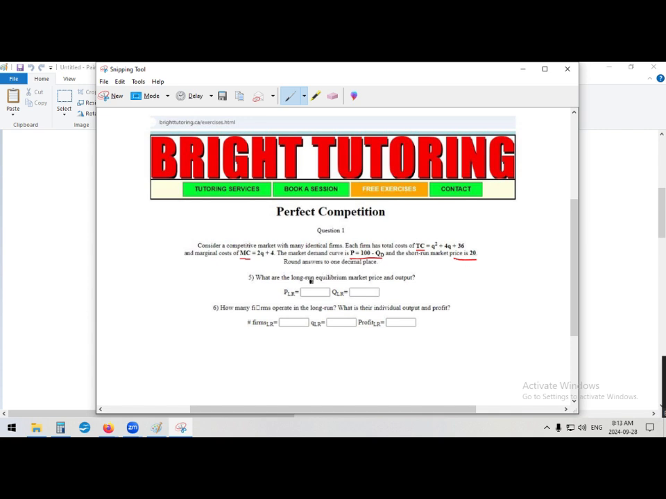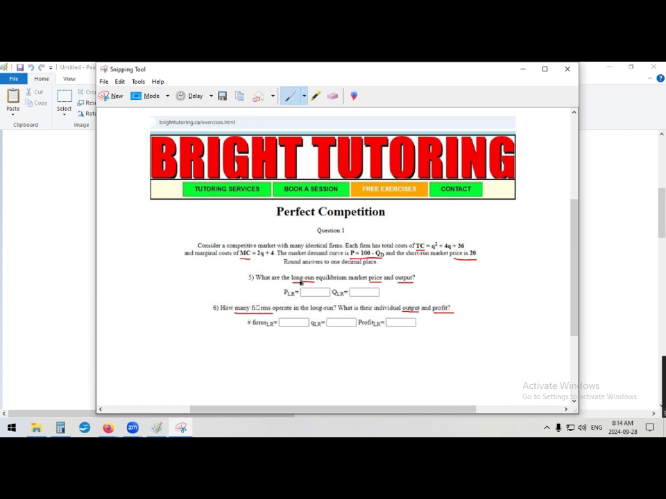Now what we have to figure out in this question is the long run state of the world. So we have to find the long run equilibrium price and output on the market. And then at the firm level, we have to find the number of firms that operate in the long run and their output and profit.